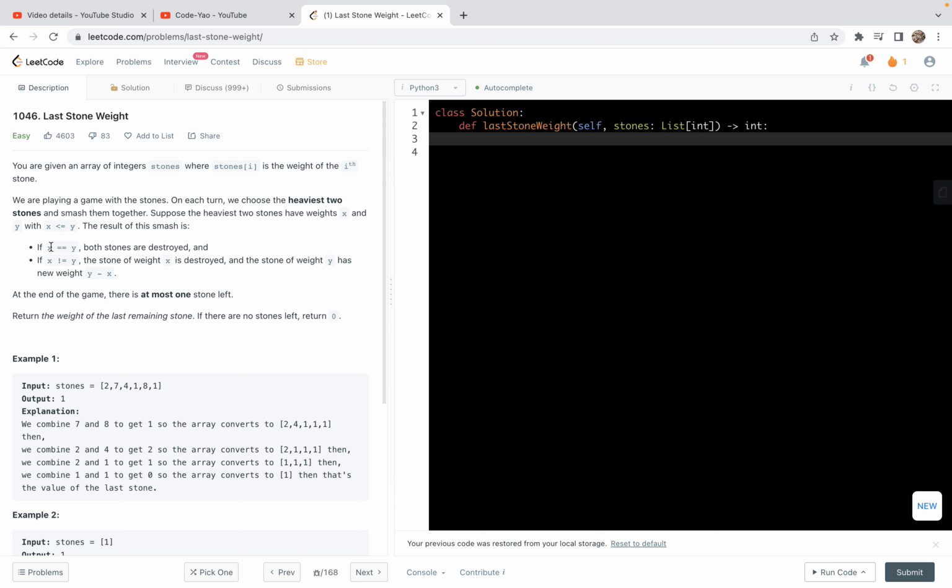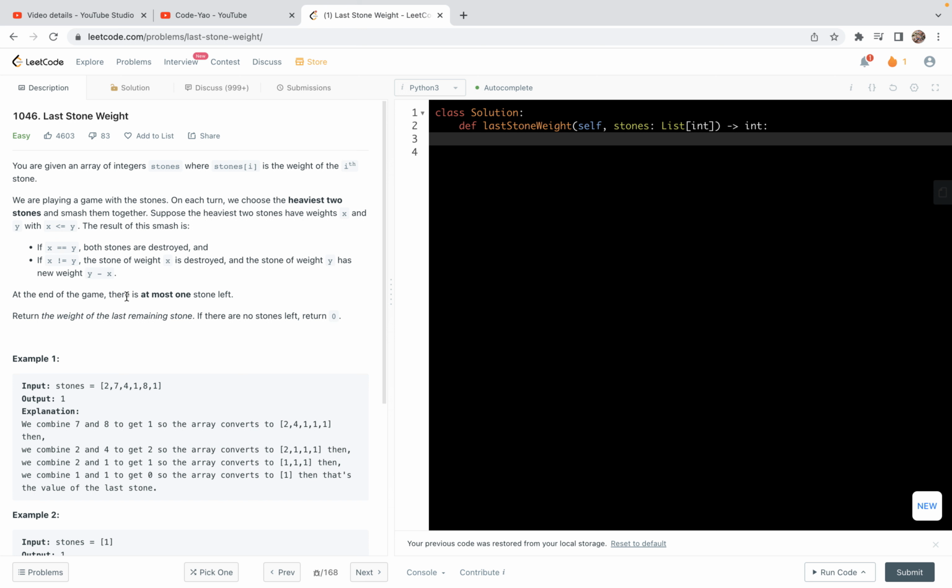If the two stones have exactly the same weights, then both stones are destroyed. Otherwise, x is slightly lighter than y. So the stone of weight x is destroyed, and the stone of weight y has new weight y minus x, right? The larger minus the smaller one. Or you can understand this second item as that: if the two stones have different weights, we just need to get the absolute value of their difference. So actually even the first case, because if we compute the absolute value, it's 0, right?